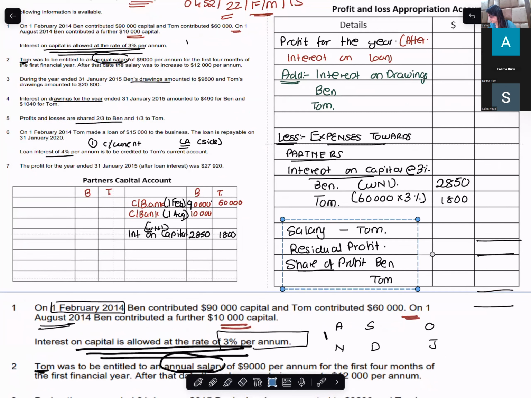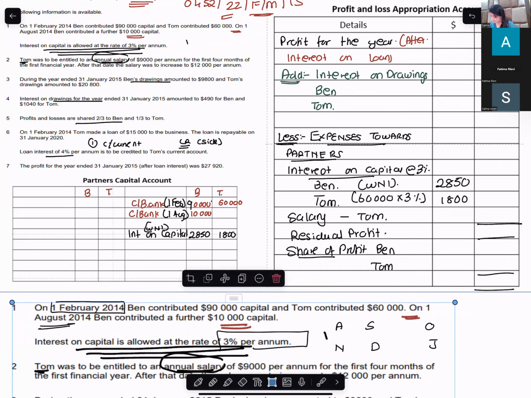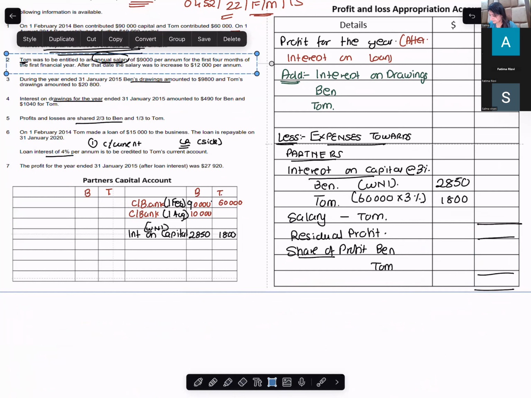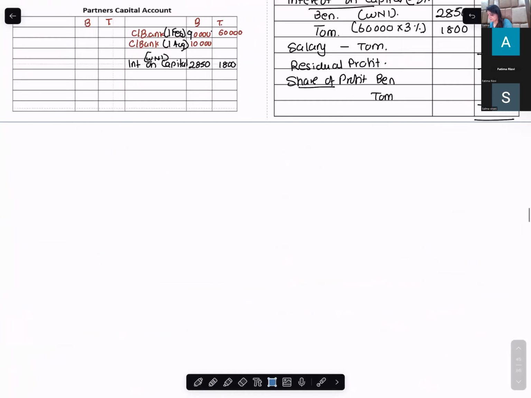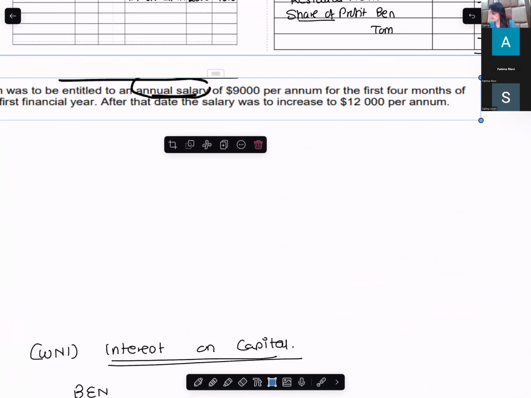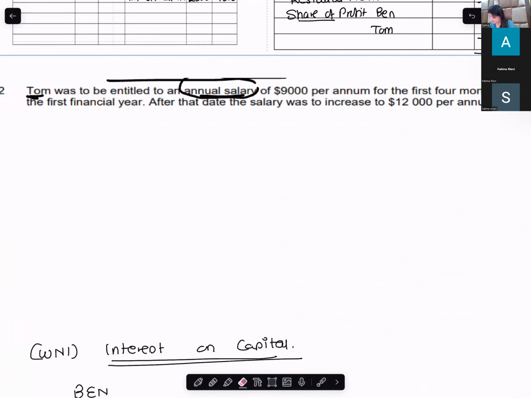Go ahead. Tom was to be entitled to an annual salary of $9,000 per annum for the first 4 months of the first financial year. After that date, the salary was to increase to $12,000 per annum. Okay. When such things are very complicated, you have to read it very carefully.